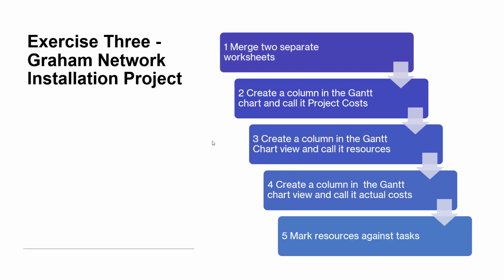In terms of our agenda, we're going to merge two separate worksheets. Create a column in the Gantt chart view and call it Project Costs. Create a column in the Gantt chart view and call it Resources, and create a column in the Gantt chart view and call it Actual Costs. And we're going to mark resources against tasks as the first part of dealing with over-allocation of resources.